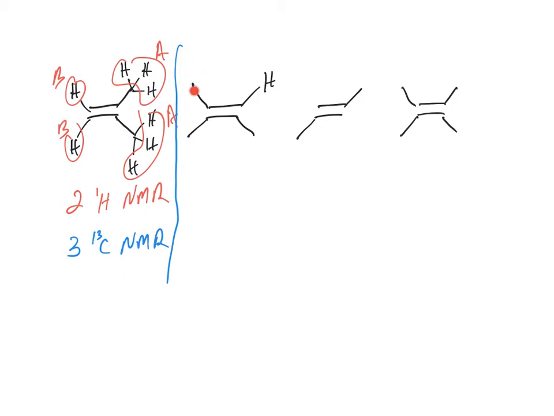Everybody see why these 2 methyls are different? This methyl is cis to that H. This methyl is trans to it, right? So that little stuff matters. So we predict there to be 4 for the HNMR.